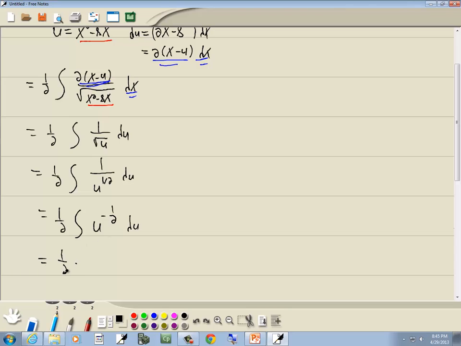Now take the integral of that. We'll add 1 to our power, divide by our new power, plus c.